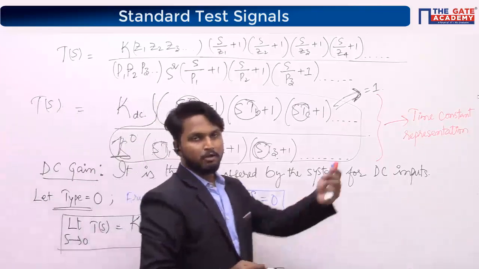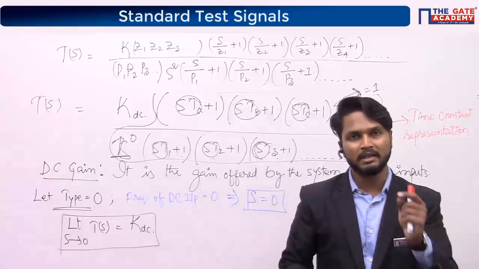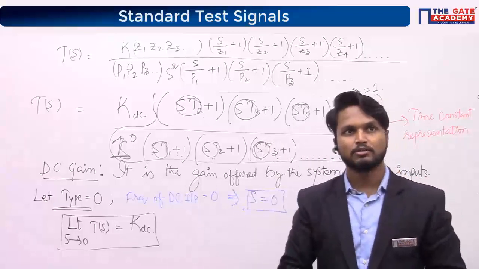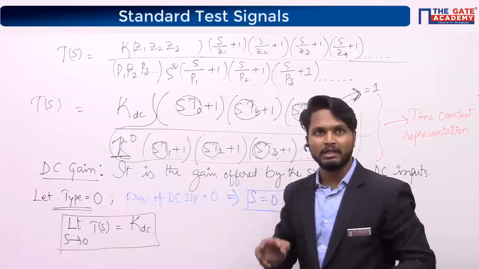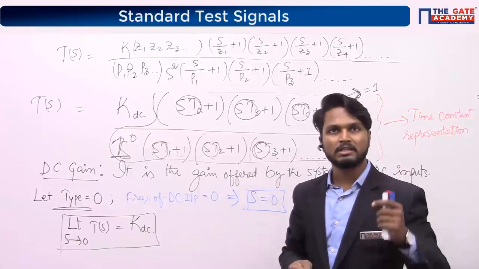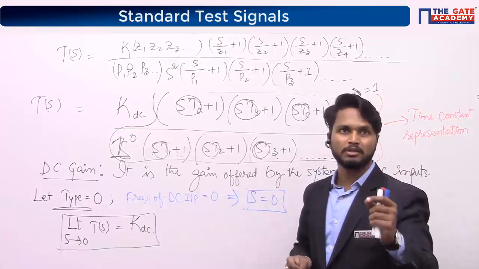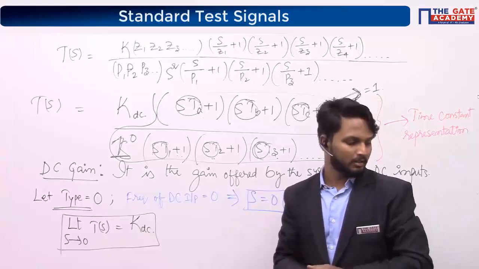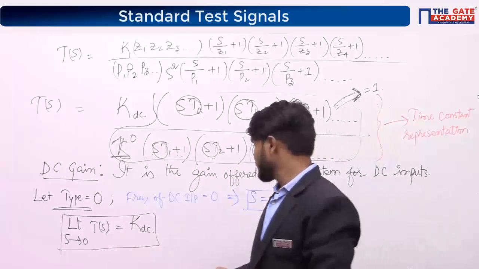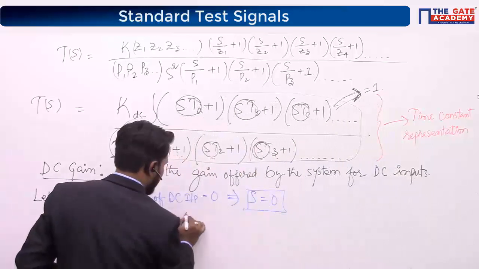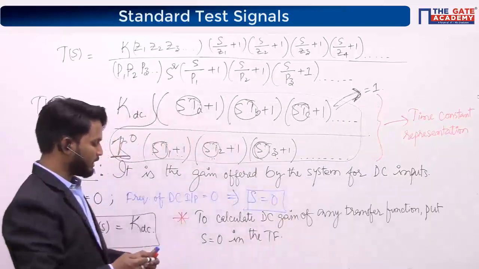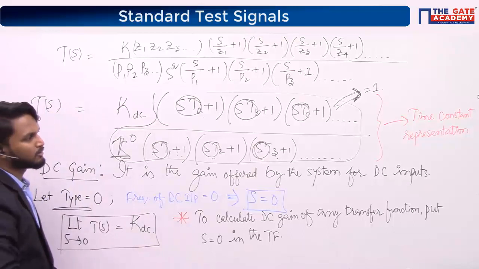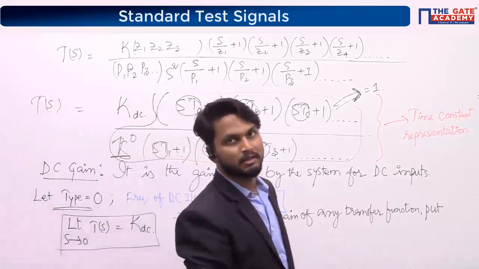So, if you need to calculate the DC gain of any transfer function, just simply put S is equal to 0, that is frequency is equal to 0, in its transfer function. That's it, right? So take down this point also: to calculate DC gain in any transfer function, put S is equal to 0 in the transfer function itself.